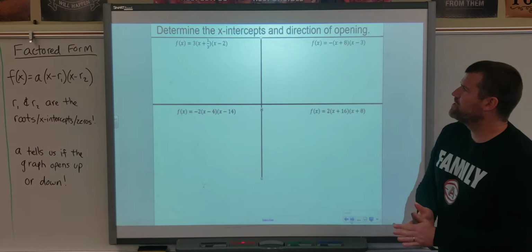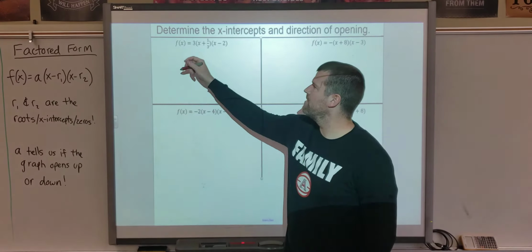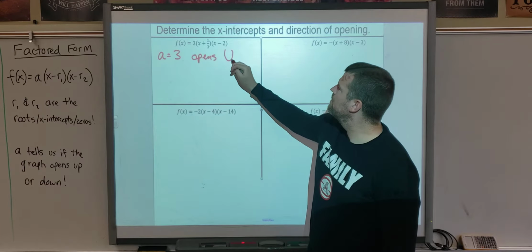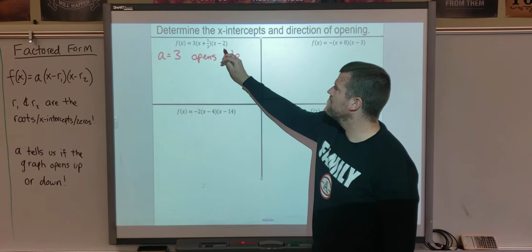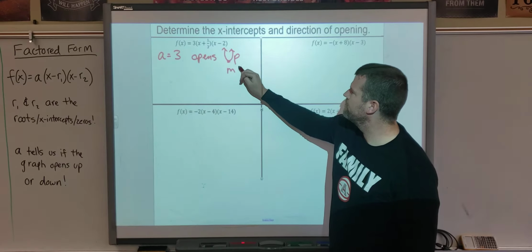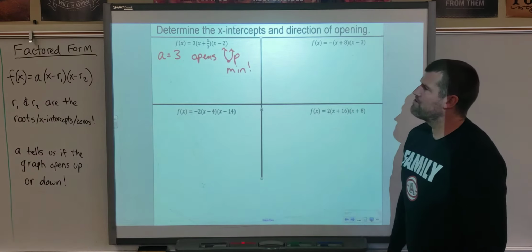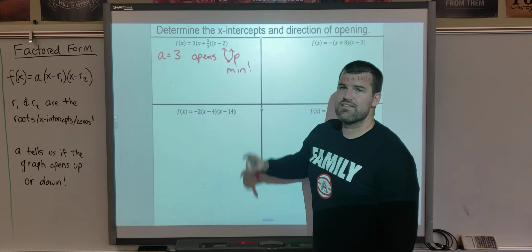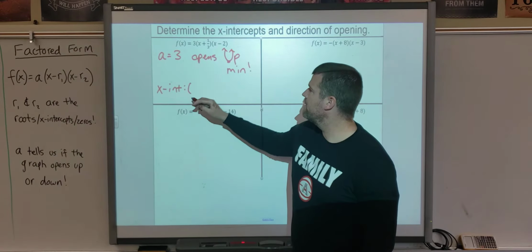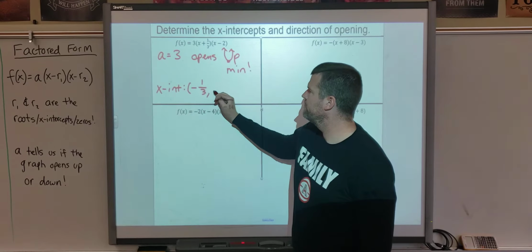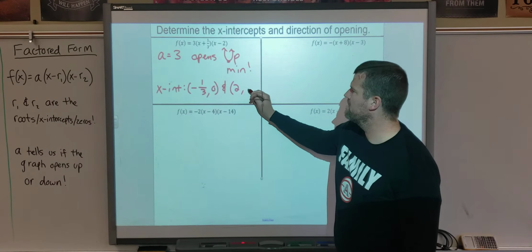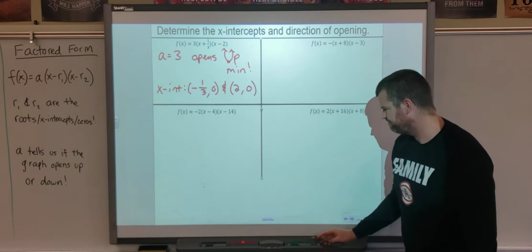Determine the x-intercepts and direction of opening. Okay, well, we know that a value is positive, which means it'll open up. And if it opens up, hey, here's kind of a cool trick. Look, the u turns into a parabola opening up. It will have a minimum. And then as far as our x-intercepts go, we know they're going to be the opposite of what's in the parentheses. So our x-intercepts will be the opposite of 1/3. So that's going to be negative 1/3. And then we're going to have the opposite of negative 2, which would be positive 2. So those are our two x-intercepts.